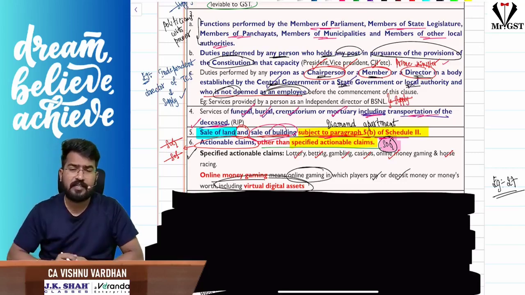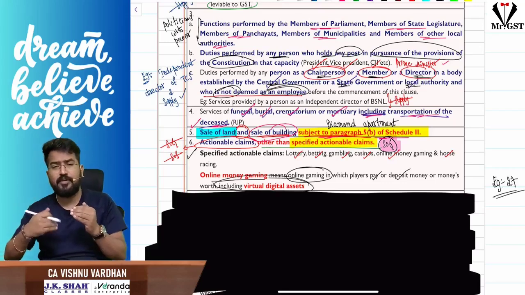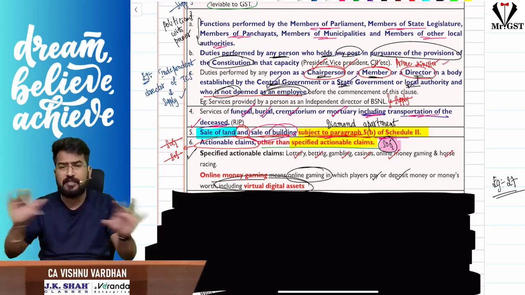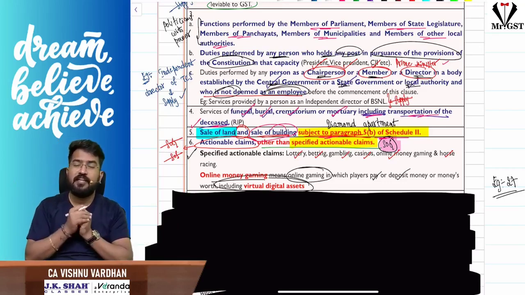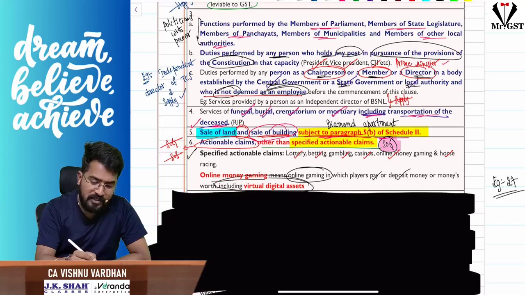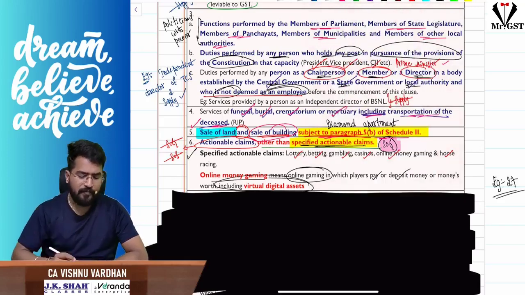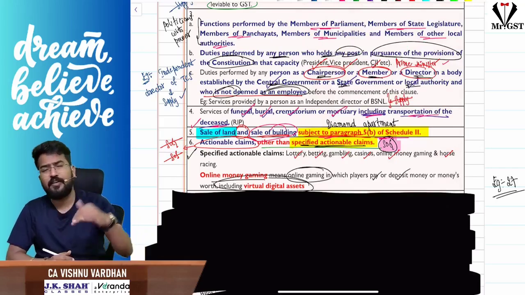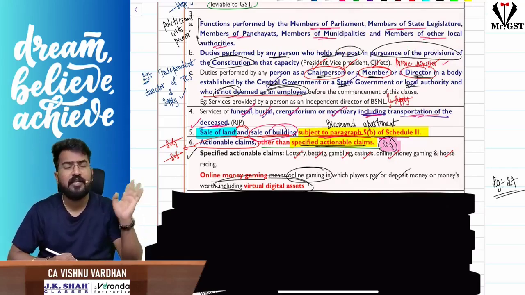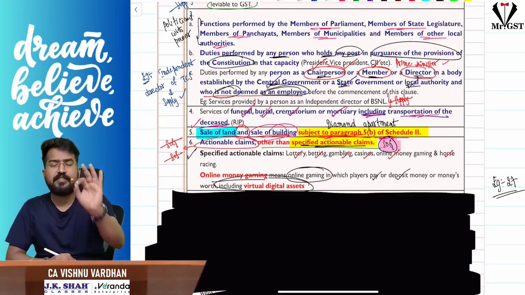So what they said, in the goods definition they have added actionable claim, and in Schedule 3 they are again saying actionable claim is neither supply of goods nor supply of services, except specified actionable claim. So what they are trying to tell is that specified actionable claims, other than that, any remaining actionable claim is not a supply. Then what will happen to specified actionable claim?